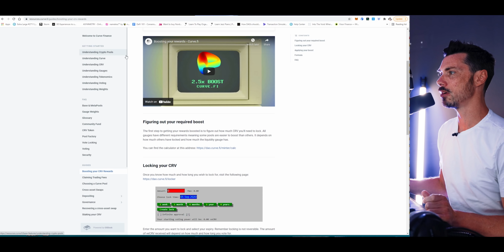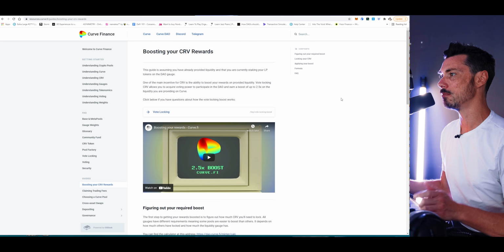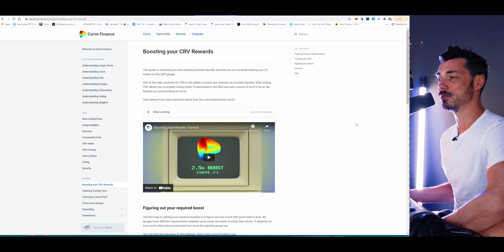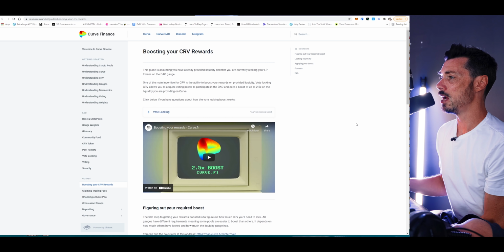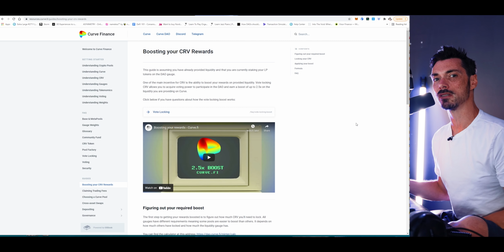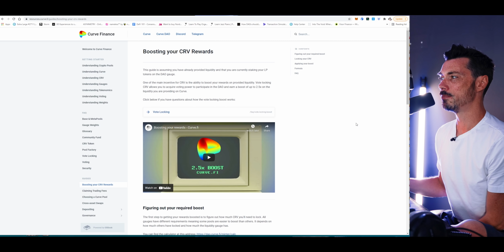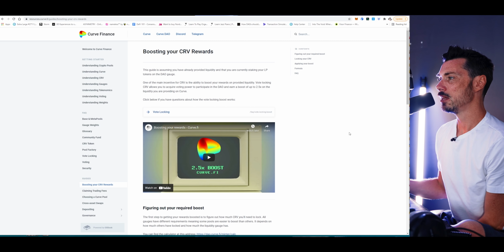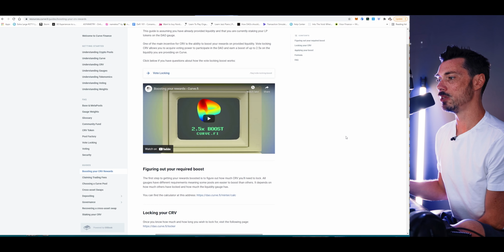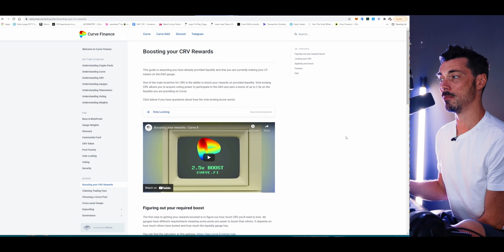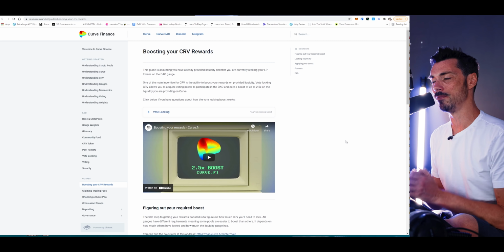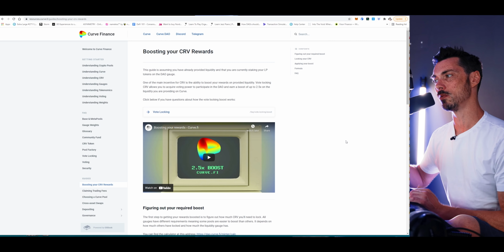So if we dig into the Curve documentation, you can see that you can boost your CRV rewards. And basically, CRV is Curve's governance token, and it was one of the first big governance tokens like Comp that really kind of kickstarted DeFi summer last year. Now, what you can do is with your CRV tokens, you can lock them up in what's called vote locking. And there's different levels of vote locking you can do. The maximum is 4 years, but there are shorter ones.